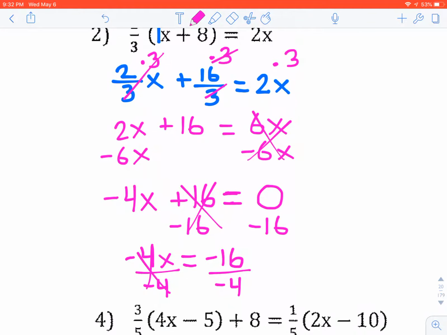And then divide both sides by negative 4. So that's dividing by our coefficient. Okay, when you divide two negatives, remember, you get a positive. So you have x equals 4.